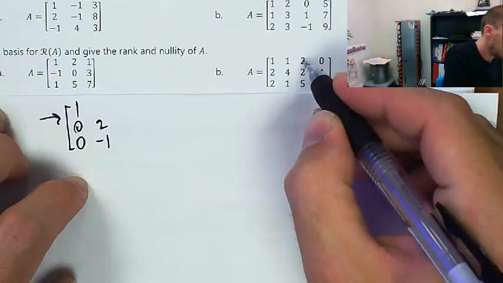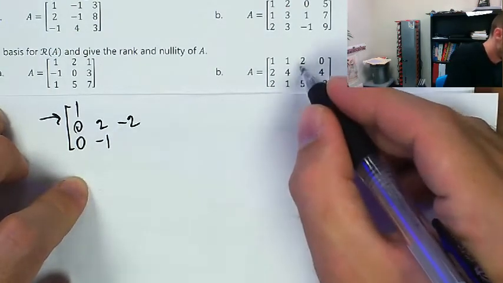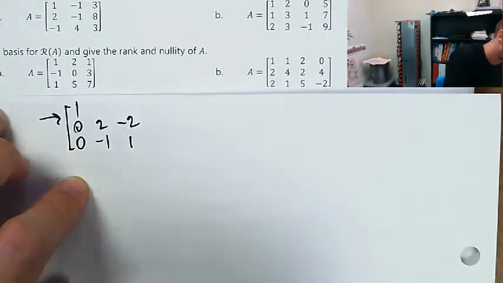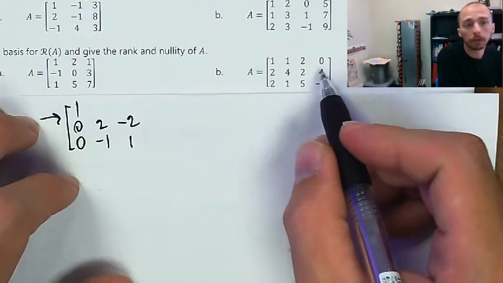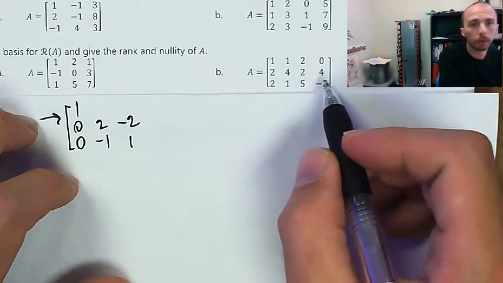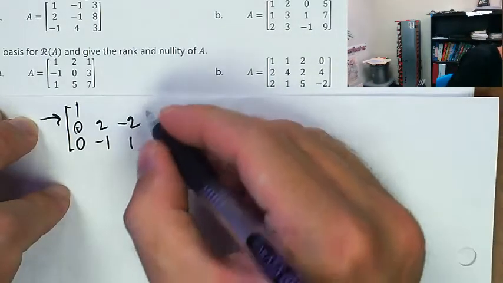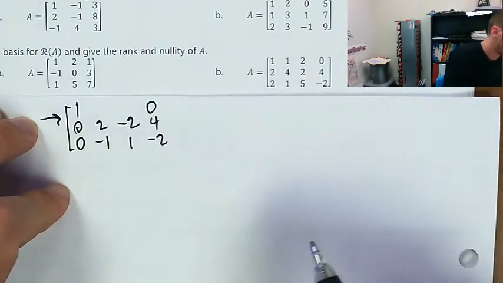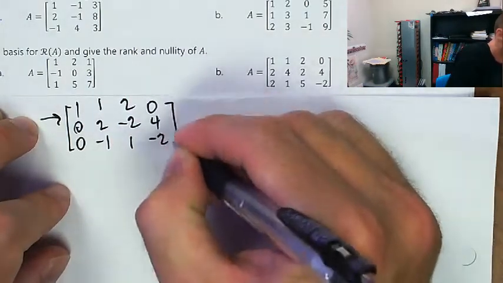Subtracting 2 row 1s from row 2, that'll be negative 2. Subtracting 4 is going to be 1. I'm going to have some cancellation there. And this column will remain unchanged if I'm subtracting any number of copies of row 1 from row 2 and row 3, because that's a 0. So that'll be 4 and negative 2. And that's a 1, 2, 0.